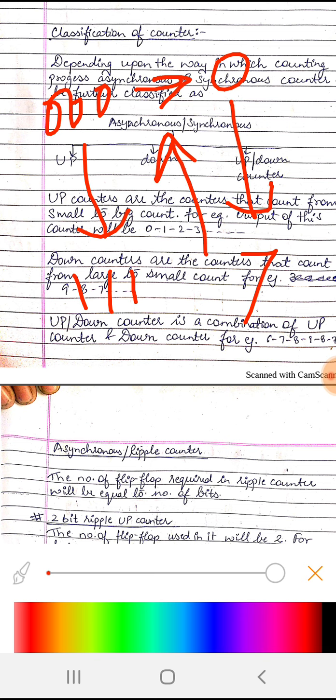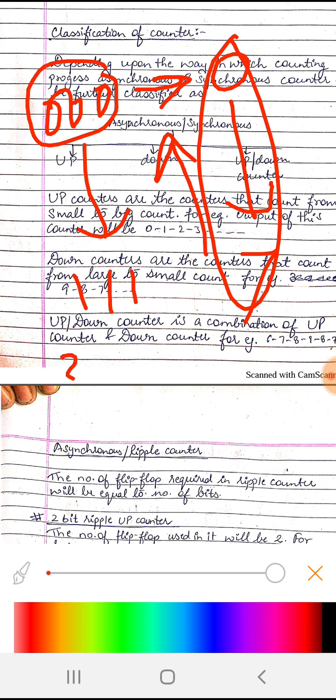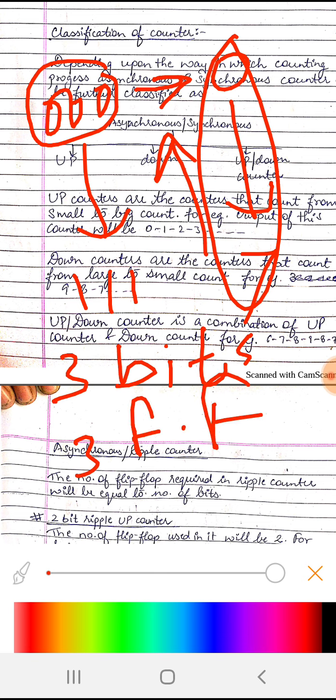How many flip-flops would we require in an asynchronous counter? First of all, we will see the asynchronous or ripple counter. How many flip-flops would we require to make a counter? It depends on the number of bits we want to count. If it is a 3-bit number, that is 0 to 7, then we would require 3 flip-flops, one for each bit, as we need 3 bits to be counted.